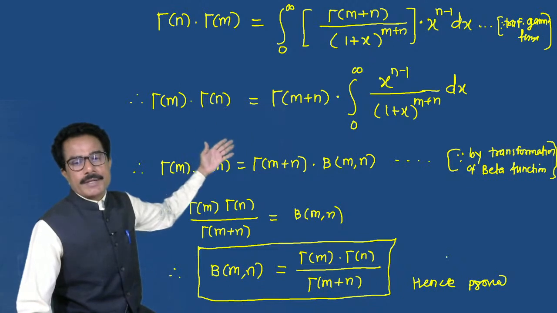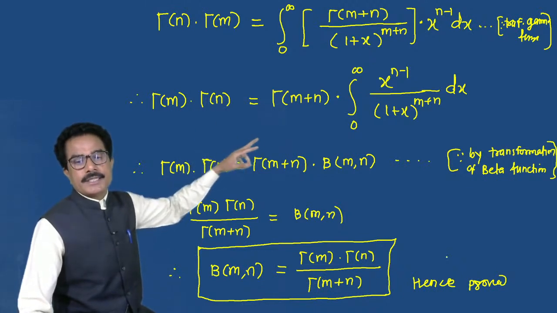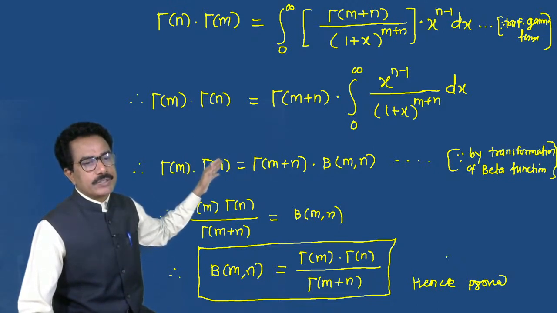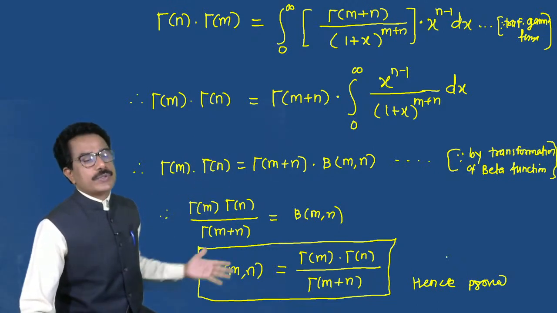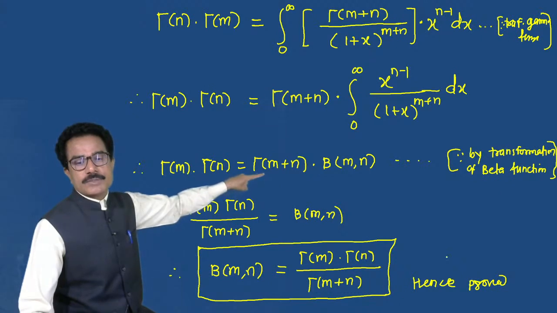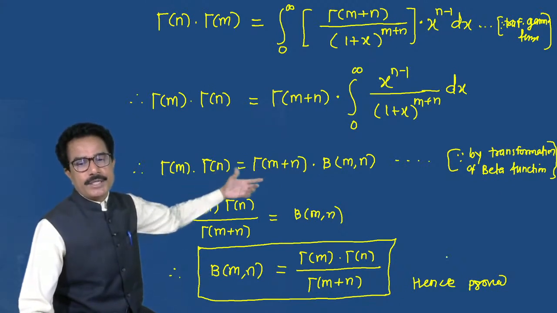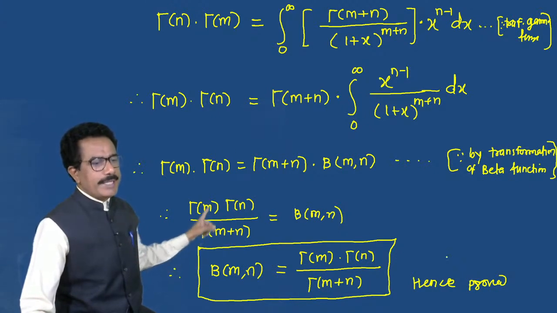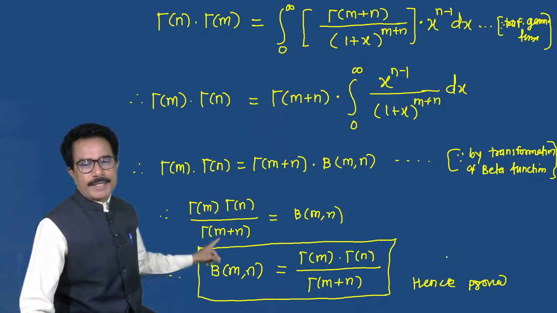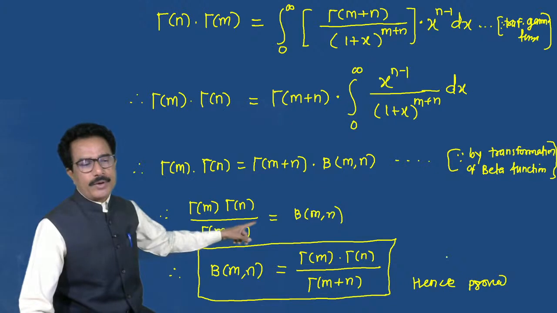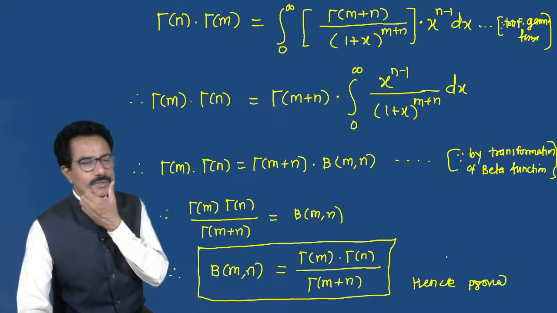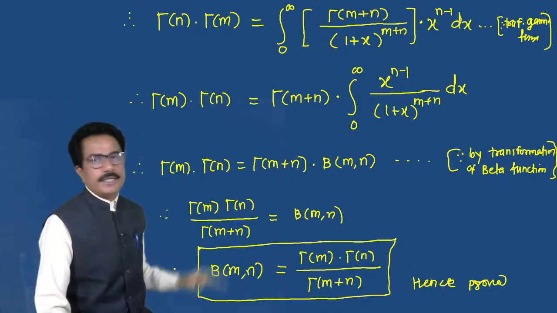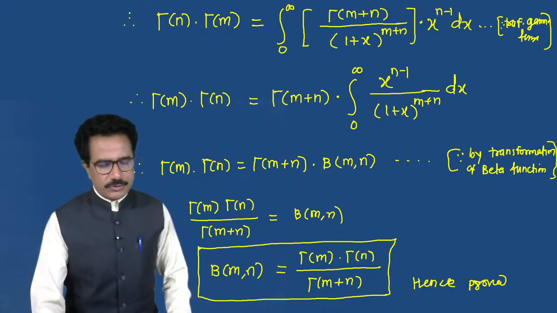Take out gamma m plus n out of the bracket, then the remaining term is integral from 0 to infinity x raised to n minus 1 divided by 1 plus x raised to m plus n dx. So that is, according to the transformation, we can write as a beta function. So this is our result. So we can write gamma m into gamma n divided by gamma m plus n is equals to beta m comma n. So beta m comma n is equals to this, and this is hence proved. This is a very important result. See, this is a very important result, you must know.